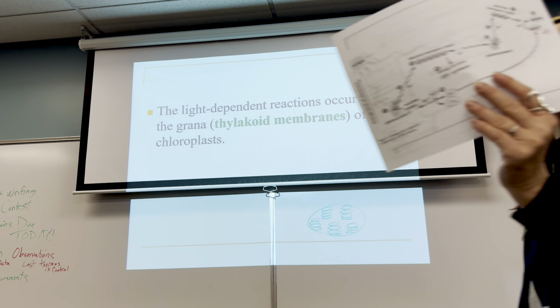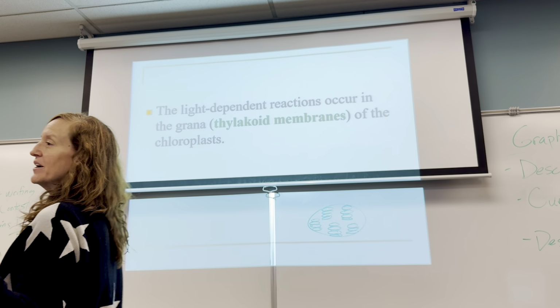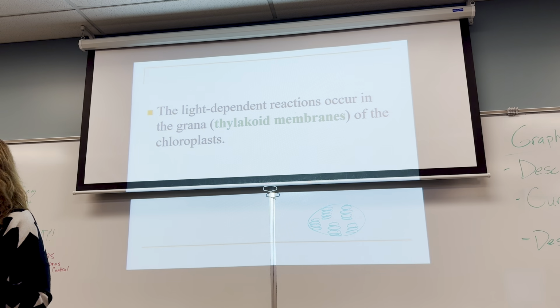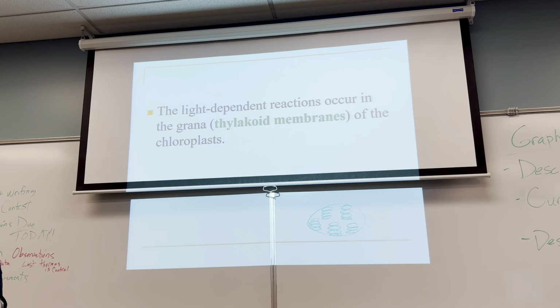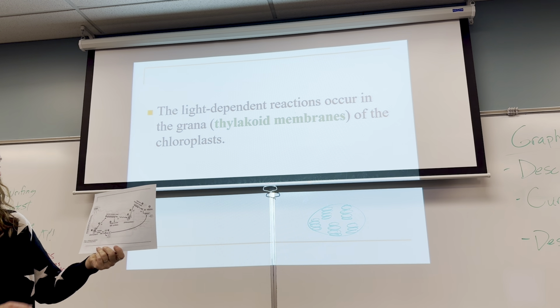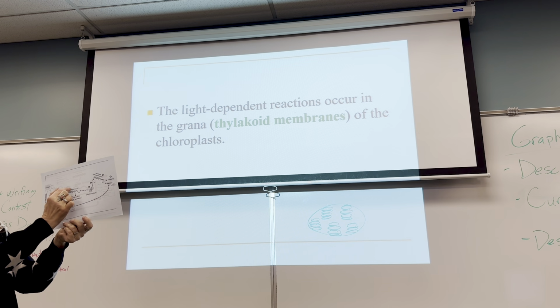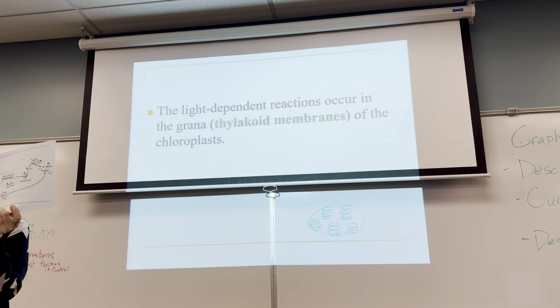So all of this is within the membrane of the thylakoid. The membrane of the thylakoid looks very similar to a cell membrane. So what you're talking about when you have all these little circles, they're essentially like protein carriers that are embedded in the membrane.